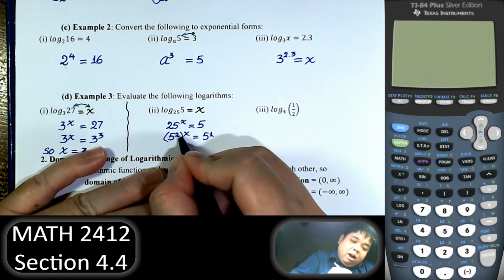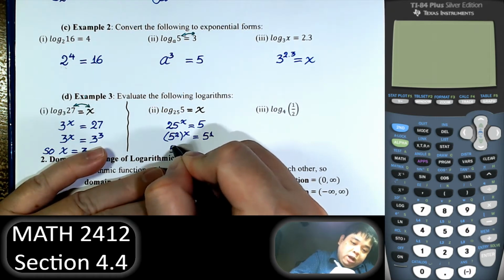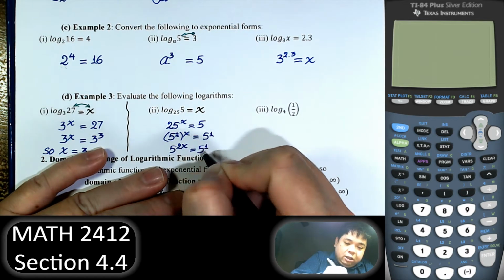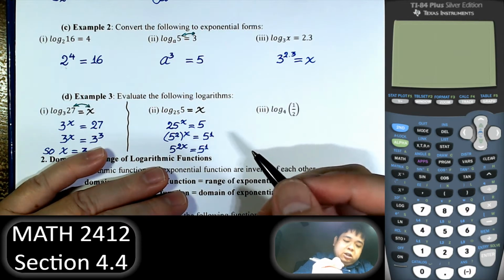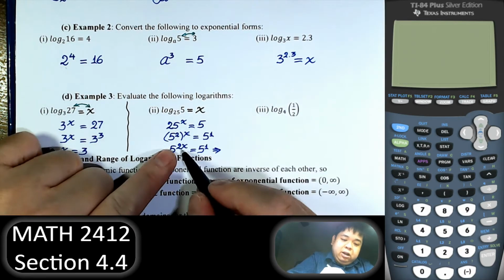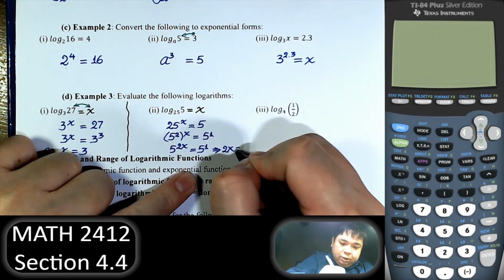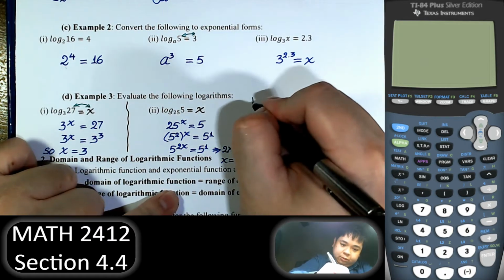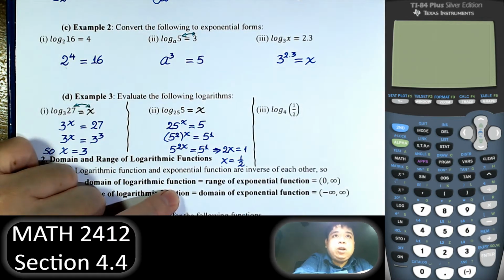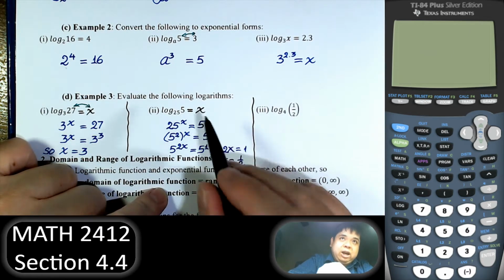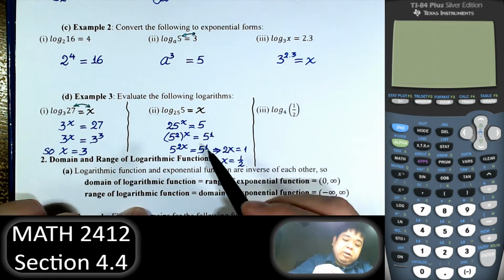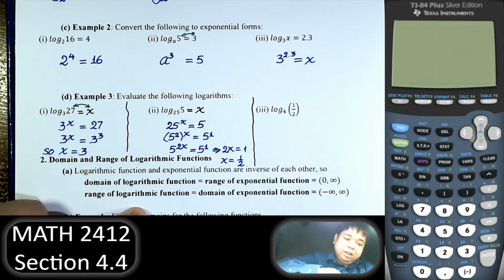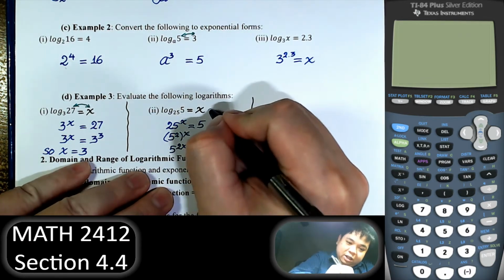So here, 5 to the second and then to the x, we multiply the powers: 2x equal to 5 to the first, so 2x equal to 1, so x equal to 1/2, right? Right, so 25 to the 1/2 is equal to 5. So this is equal to 1/2, we can just say it.